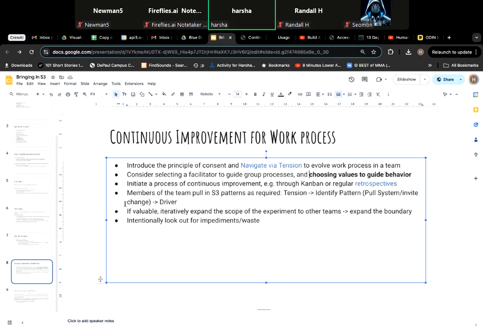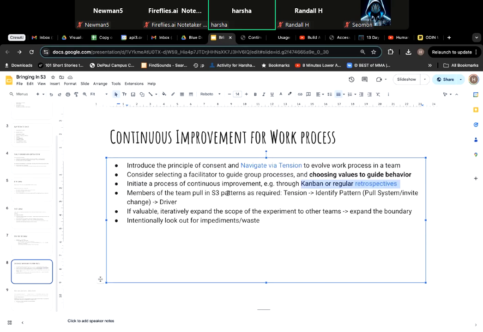Third one is initiate a process of continuous improvement. So they suggest Kanban and retrospectives, but we can initiate any process that makes sense to us as a group. And these are pretty good ways to do it. But if there are other ways of doing it, I think those should be experimented with as well.